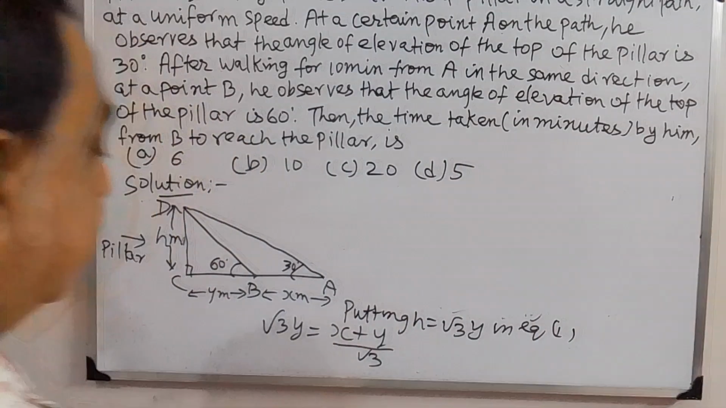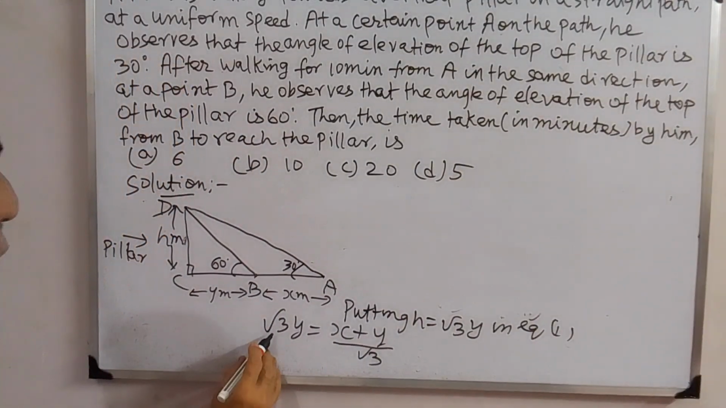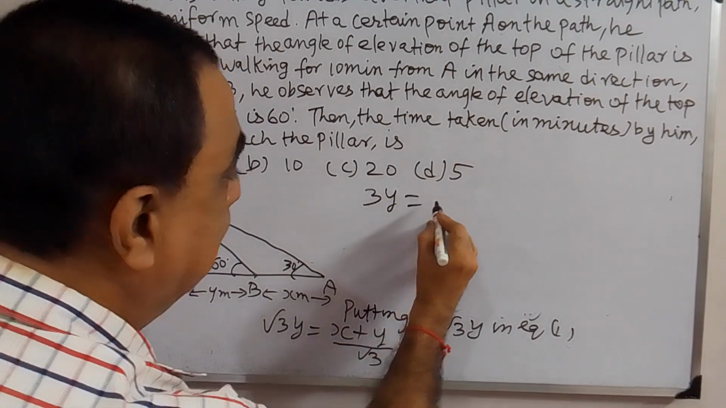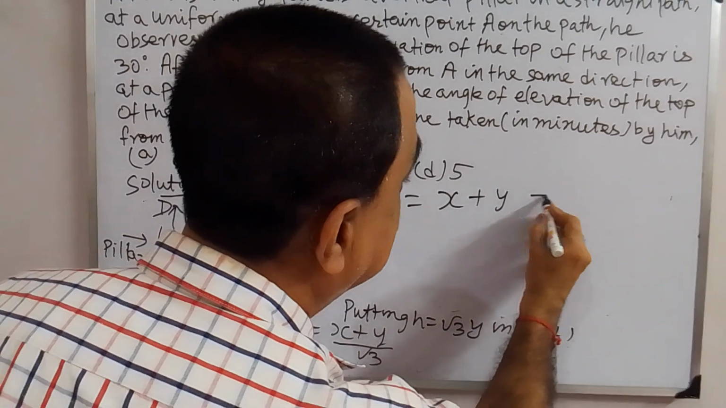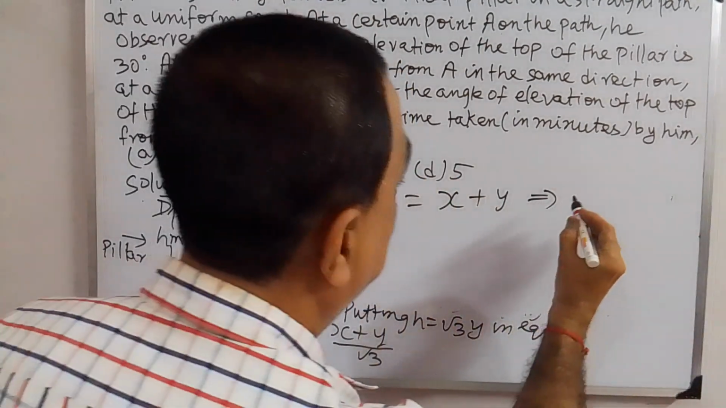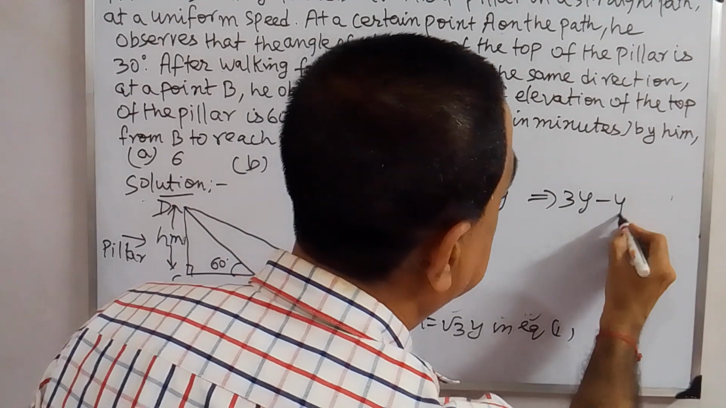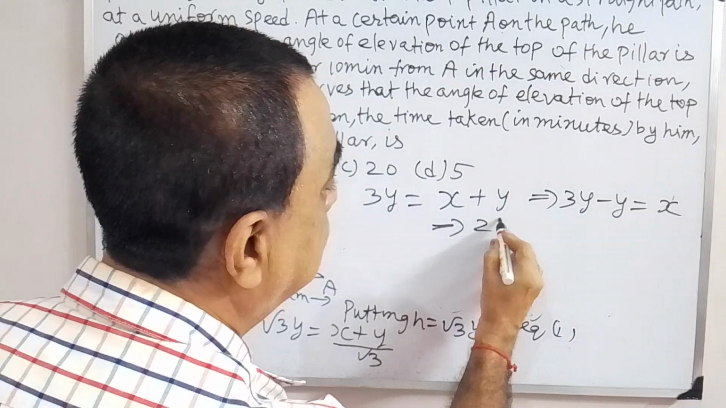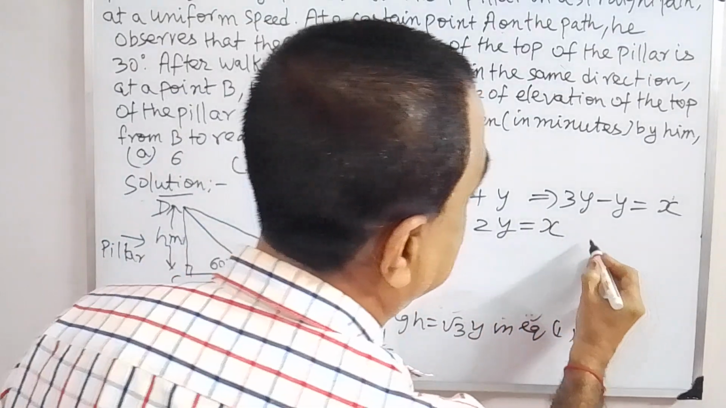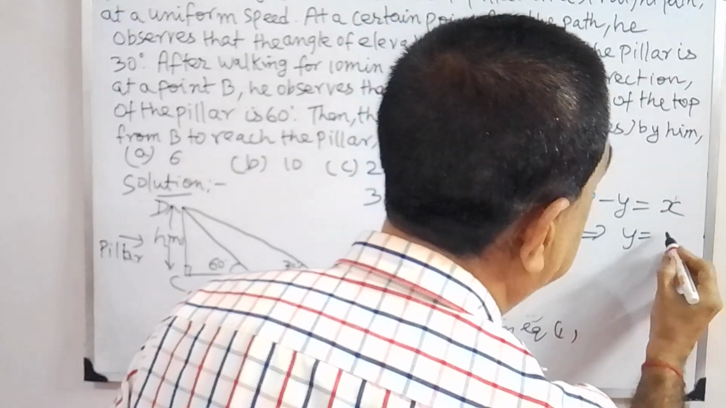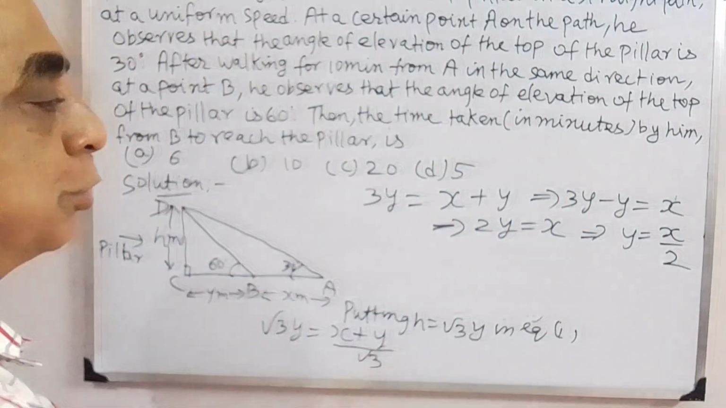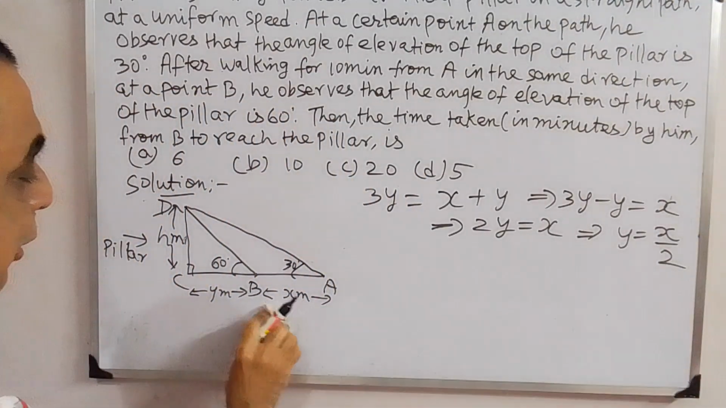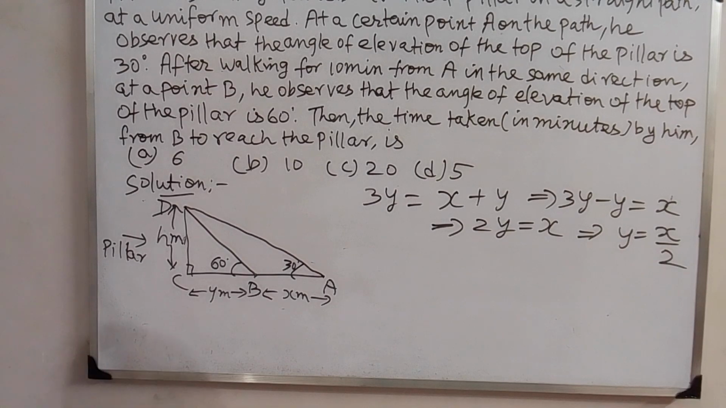Now I am doing the cross multiply. So root 3 into root 3 will become 3Y, and here it is X plus Y. So bring Y this side. So what we will have? 3Y minus Y is equal to X. So 3Y minus Y becomes 2Y is equal to X. So from here we are getting Y is equal to X by 2. That means the distance from B to C is X by 2.